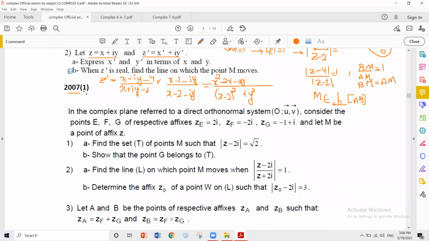2007, the first chance. In the complex plane referred to a direct orthonormal system OUV, consider the points E, F, G of respective affixes zE equal 2i, zF equal minus 2i, zG equal minus 1 plus i. And let M be a point of affix z.